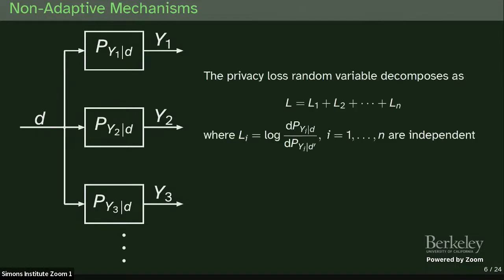And you can see that with non-adaptive mechanisms, the privacy loss random variable is going to decompose into a sum where each of these terms is the variable corresponding to one of the mechanisms, and they're all independent. So when you have non-adaptive mechanisms, it's easier to deal with because everything's independent.